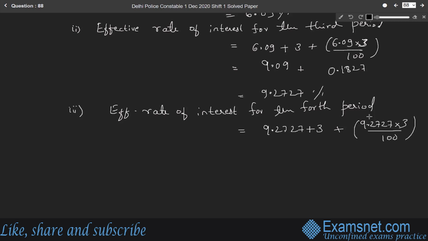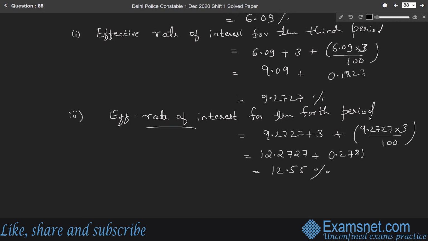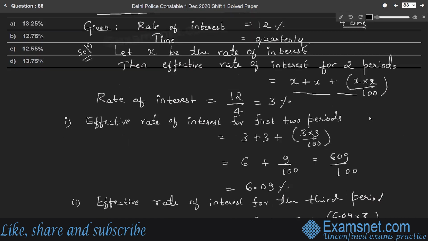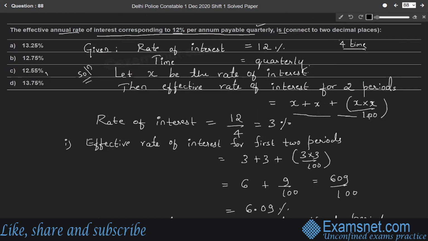So after simplification, we will get 12.2727 plus 0.2781, which is equal to 12.55 percent. Therefore, the effective rate of interest corresponding to 12% per annum payable quarterly is 12.55%. Hence, option C is the right answer.